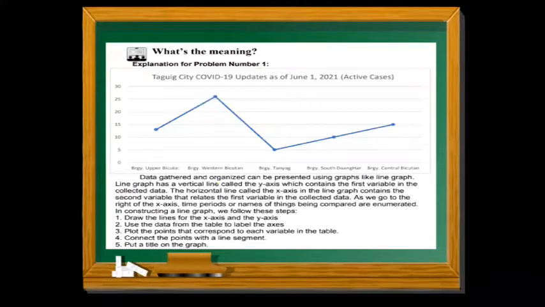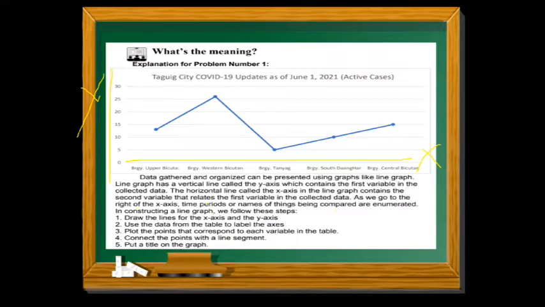So data gathered and organized can be presented using graphs like line graph. Line graph has a vertical line called the y-axis. So this one is what we call as the y-axis. It contains the first variable of the collected data. The horizontal line is called the x-axis. So this one, yung may mga barangay, that's gonna be the x-axis. Okay? The horizontal line contains the second variable that relates to the first variable in the collected data. As we go to the right of the x-axis, time periods or names of things being compared are enumerated.